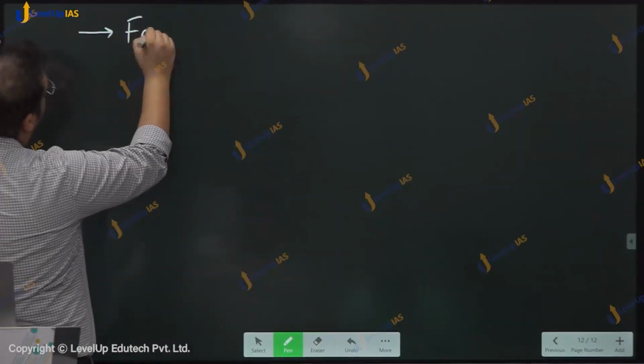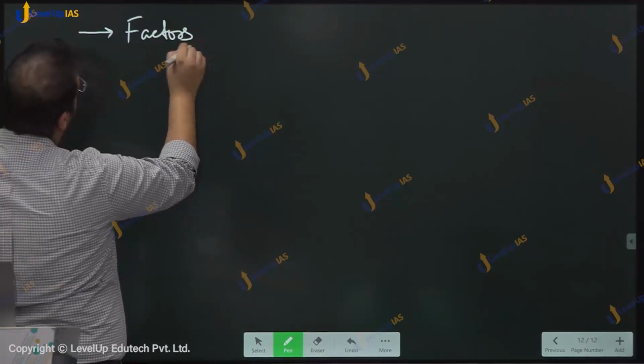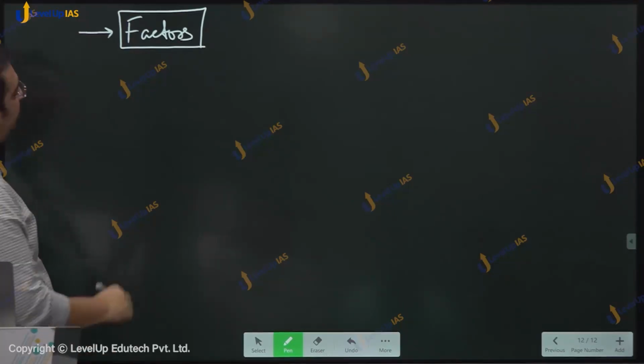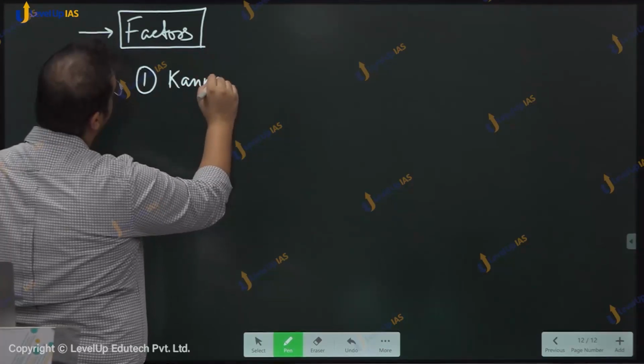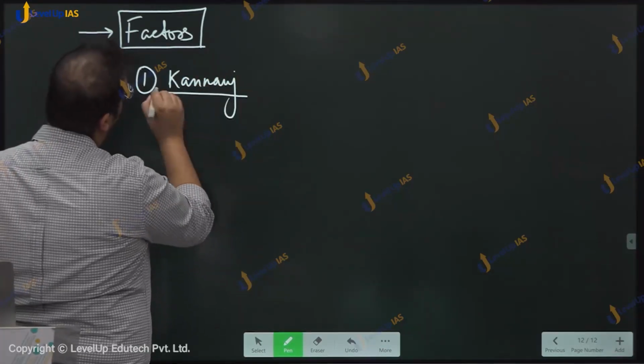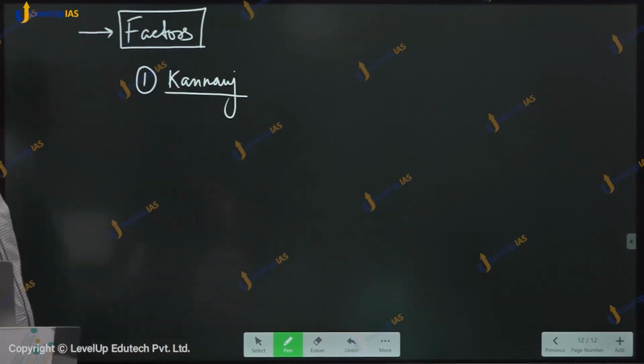What were the important factors responsible for this conflict? Why were they fighting? They were fighting for the city of Kannauj. Why Kannauj? Yeah, strategic location. Why strategic? Trade and commerce? From the perspective of commerce, not so much.